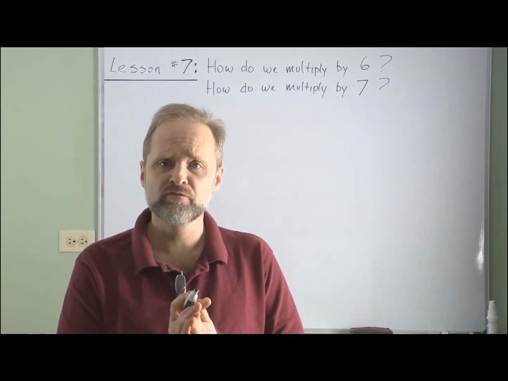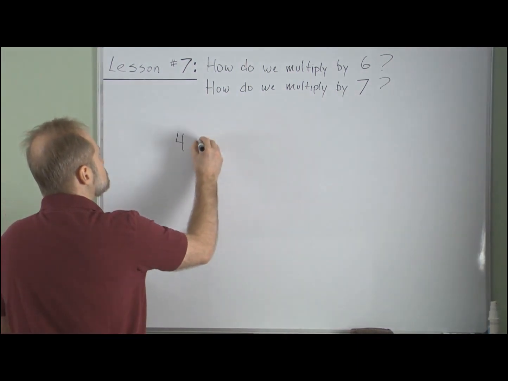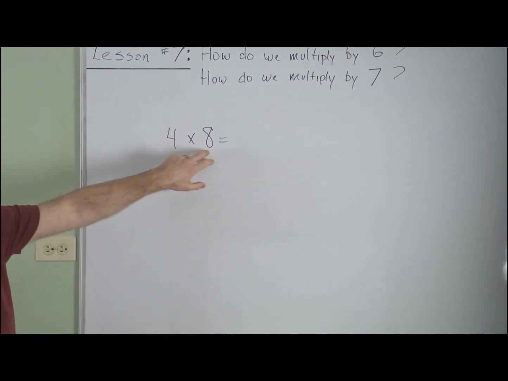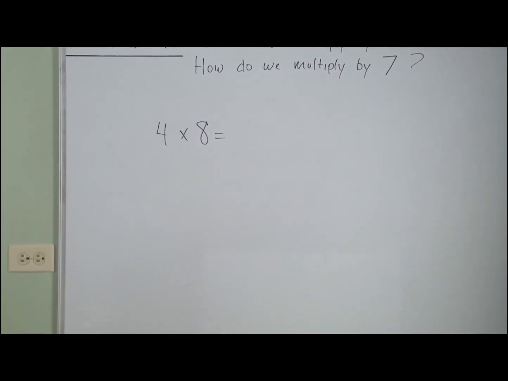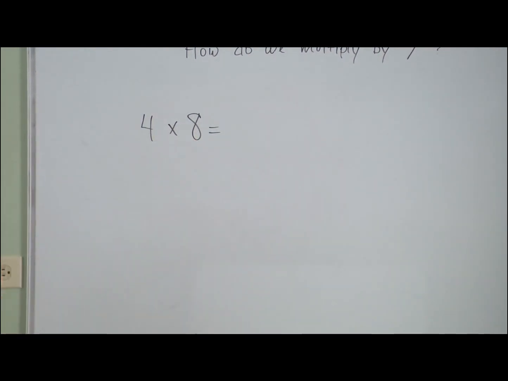Let's go to reviewing multiplication by 8. Let's take a look at this, 4 times 8. As I'm thinking about this problem, what we mentioned before is we can skip count by 8s. We have 8, 16, 24, 32.